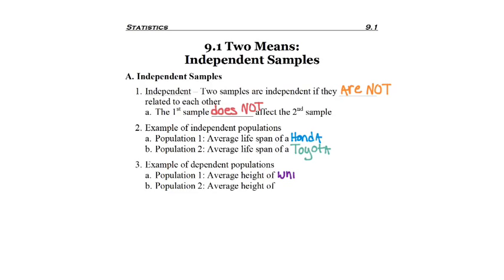And examples of samples that would be coming from dependent populations, where one population affects another, would be the average height of a WNBA player, Women's National Basketball Association, and the average height of children of WNBA players. So to make an American basketball team, you probably got to be pretty tall, which means your kids are going to be pretty tall. You're sharing the same genes.